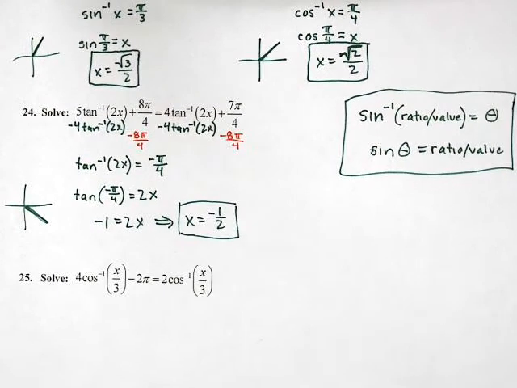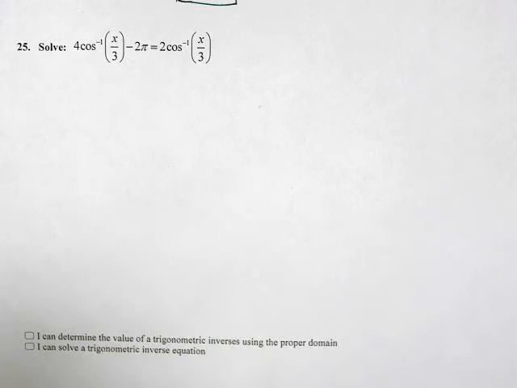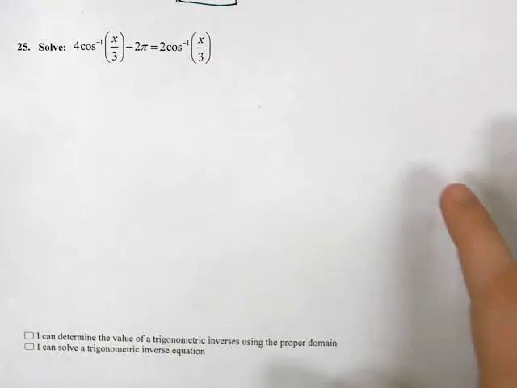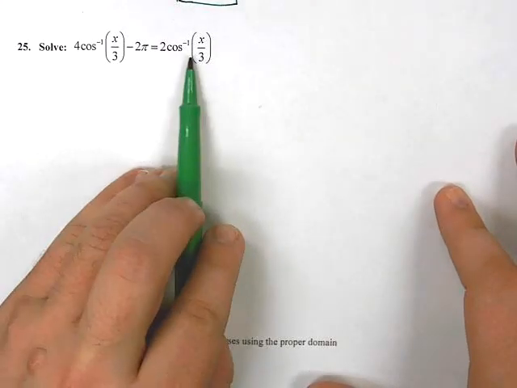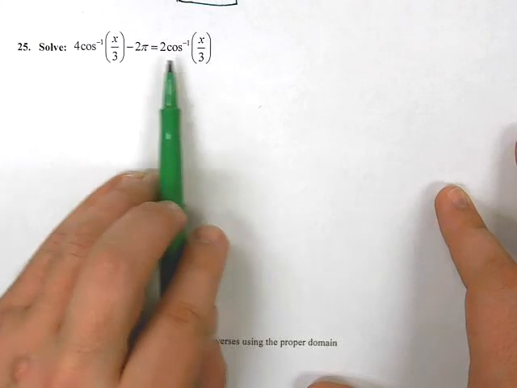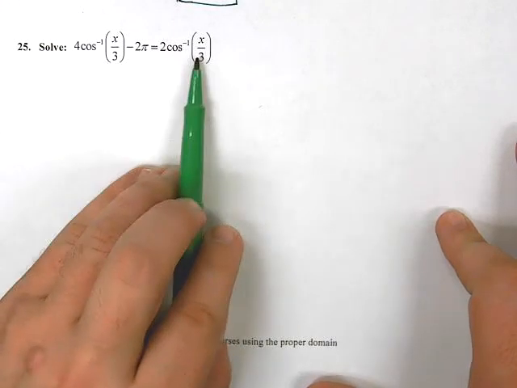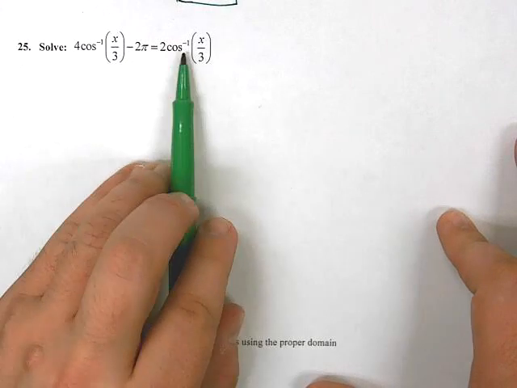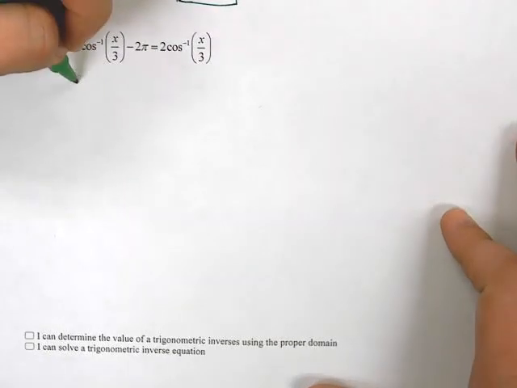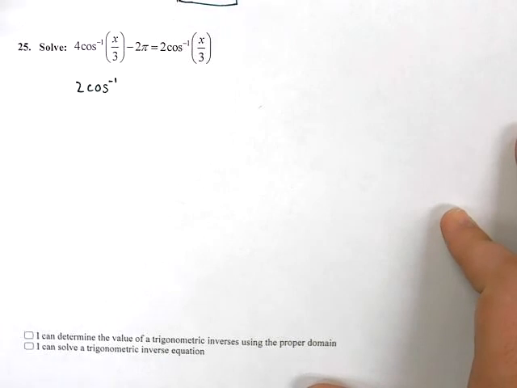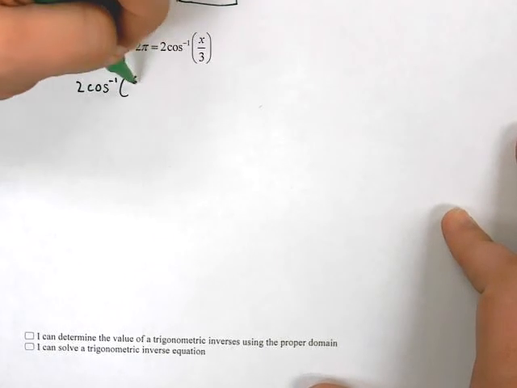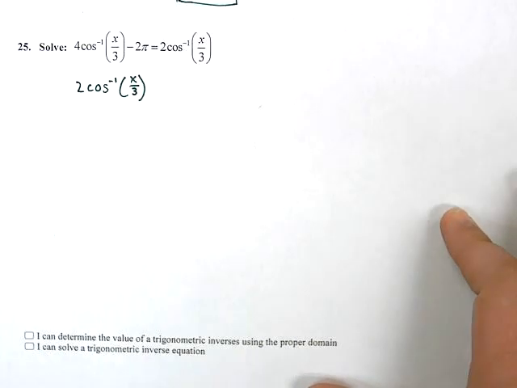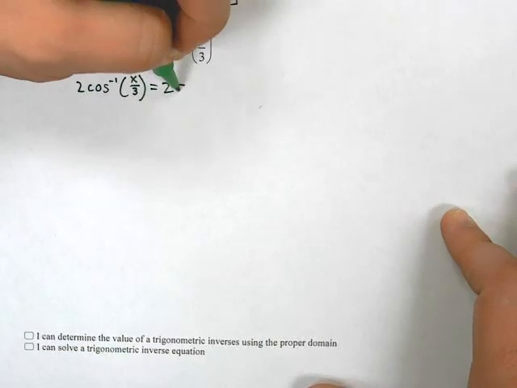And our last problem for the day. Oh, very similar to the other one. I've got to move these over, right? I want to collect them on one side. So I'm going to move these over, and at the same time move that negative 2 pi over to the other side. So I should have 2 inverse cosine of x over 3, and that needs to equal 2 pi.